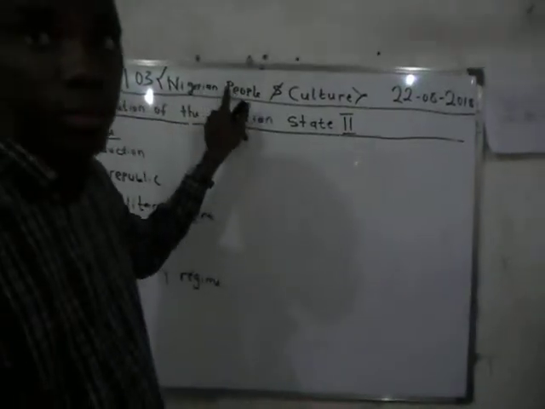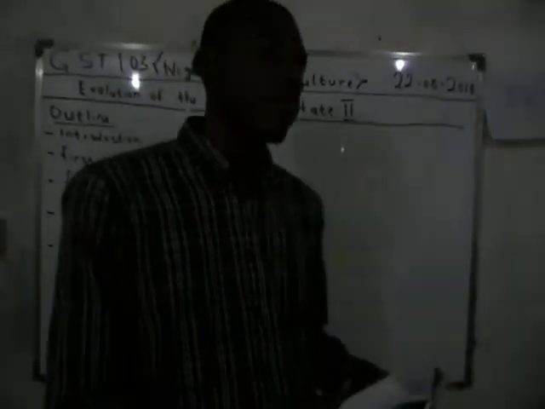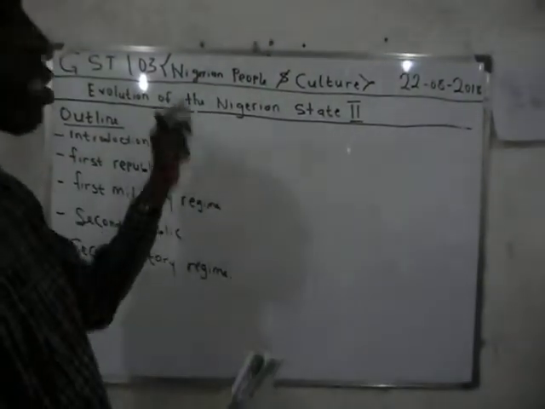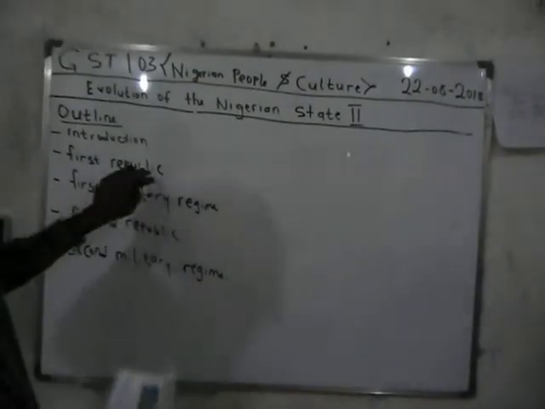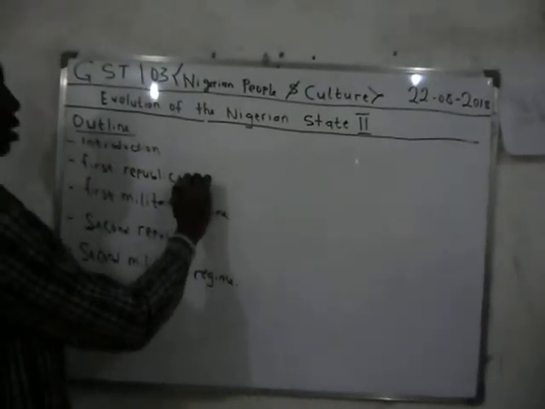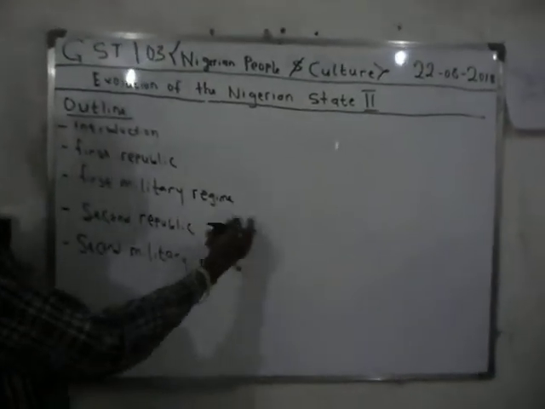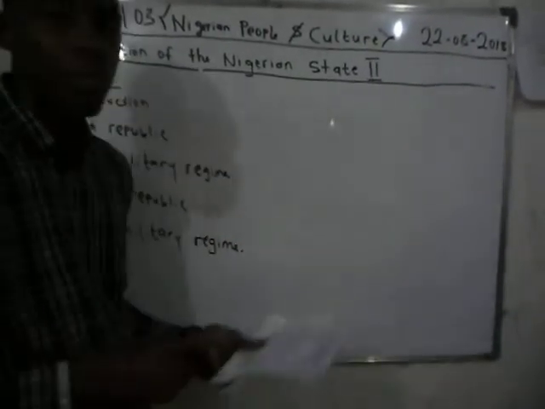GST 103. And the topic for today is the evolution of the Nigerian state, part 2. We've treated part 1 of it, and we're going to look at part 2. Now, we are going to look at it in phases. We're going to look at the First Republic, the first military regime, the Second Republic, and then subsequently the second military regime.